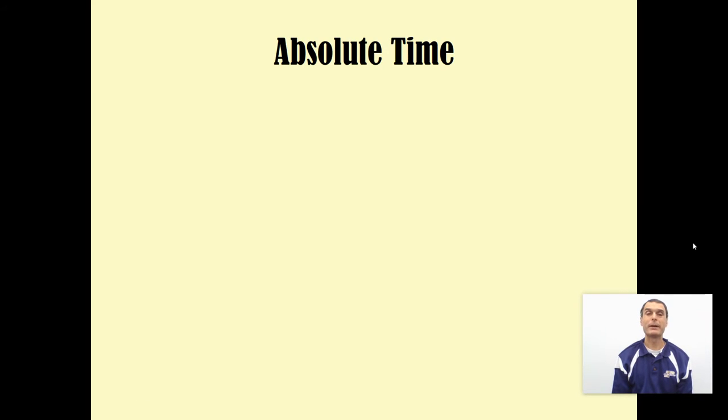Hi class, today we're going to talk about how we get the exact age of a fossil or a rock layer. Instead of just figuring out the general order of things, that one is older than the other, we're going to find out how we know things like, hey, the dinosaurs became extinct 66 million years ago. How do we know that it's exactly 66 million years ago? And that's what we're going to figure out. The process that we use is called absolute time.